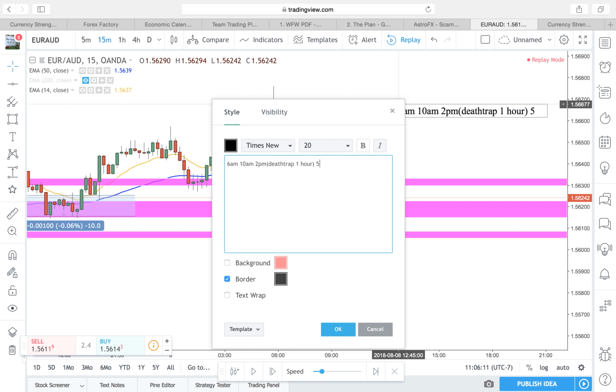So we got 2 p.m., we got 6 p.m., 10 p.m., 2 a.m., etc. Then the cycle reverses because there are 6 4-hour candles in one trading day.